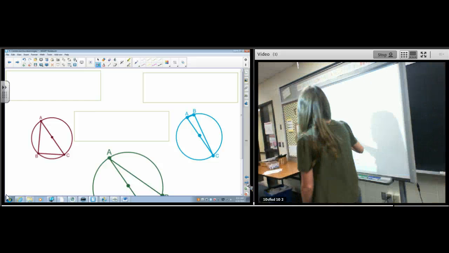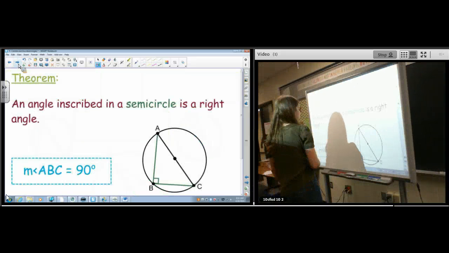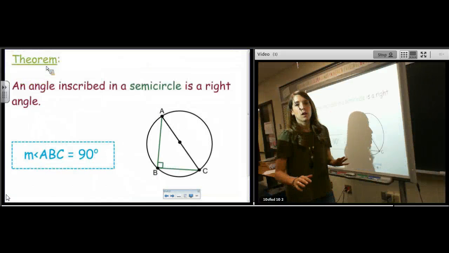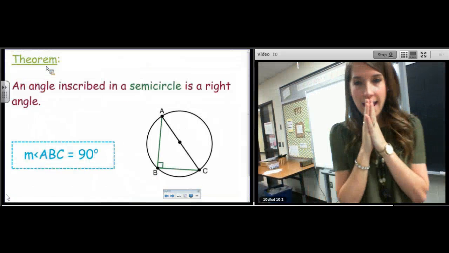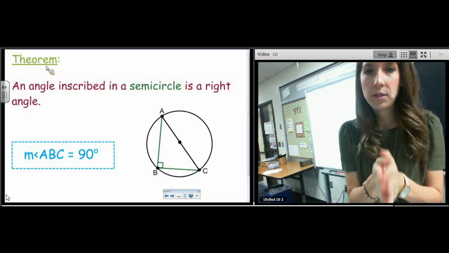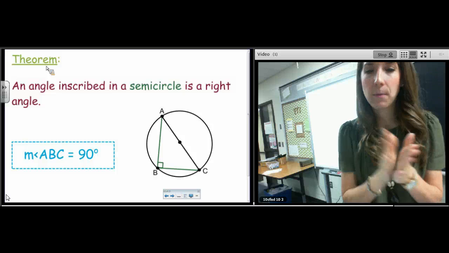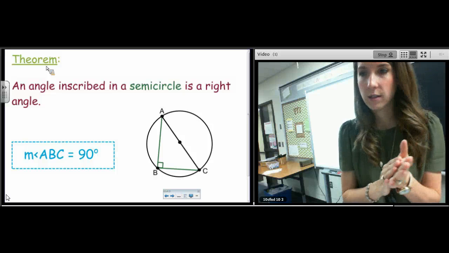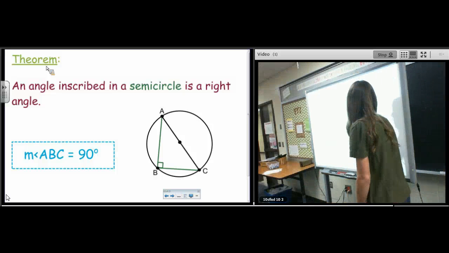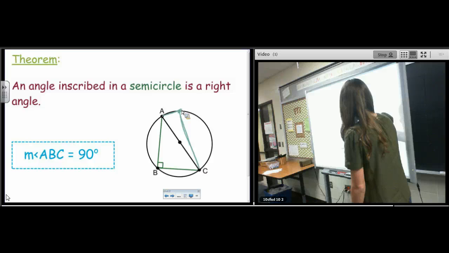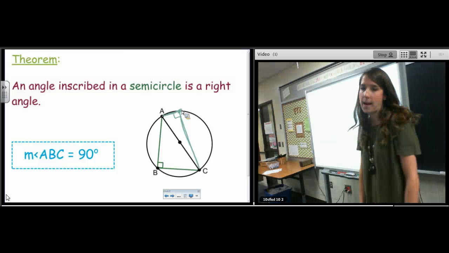All right, a little bit more. I'm just going to go right into this theorem because I'm afraid we're running out of time. If an angle opens up to a diameter, it is a right angle, no matter what. No matter where I put this point. I could put this point right here. If an angle opens up to a diameter, it is automatically a right angle.